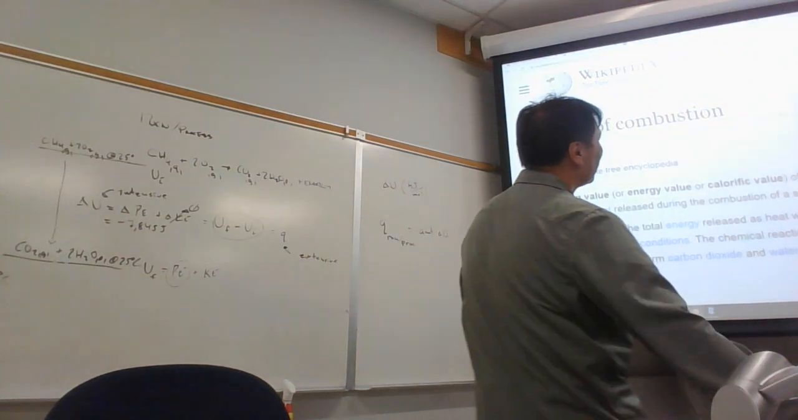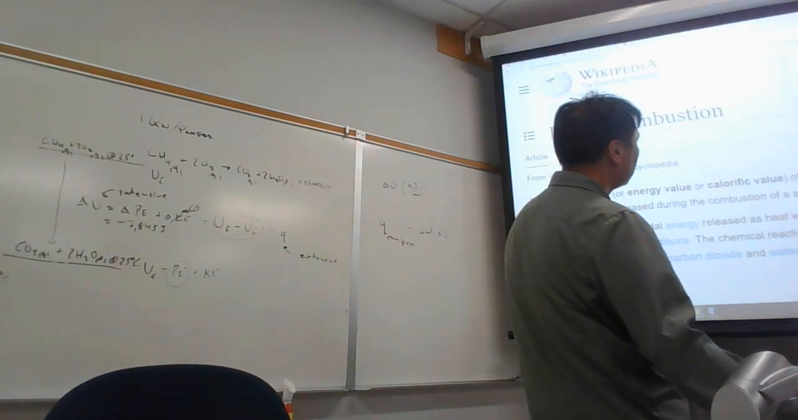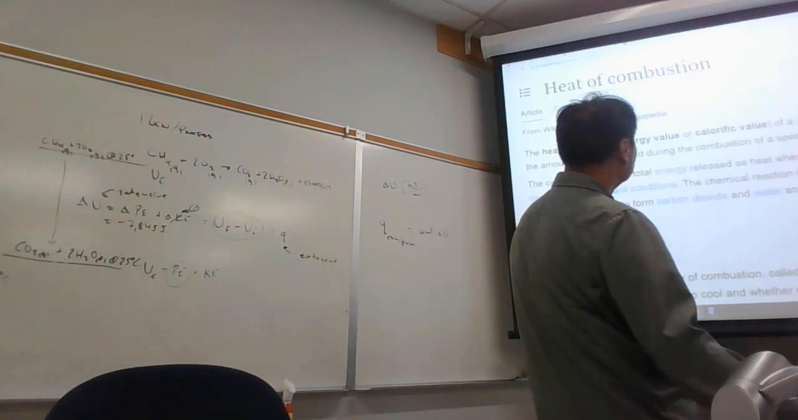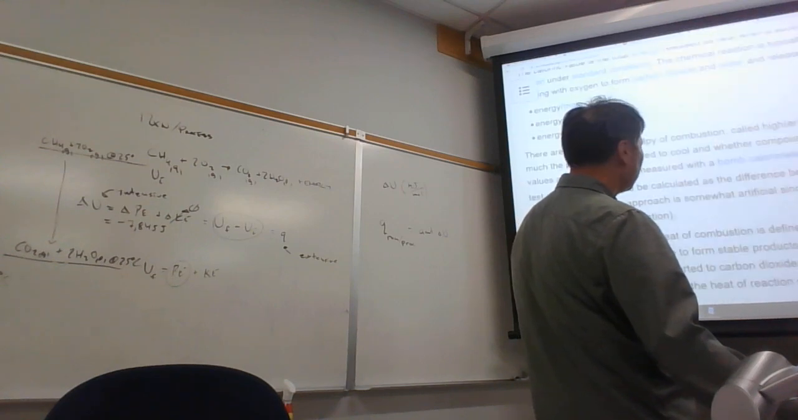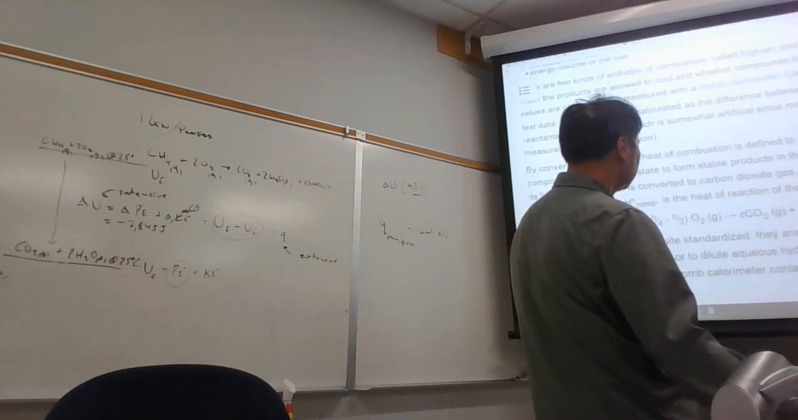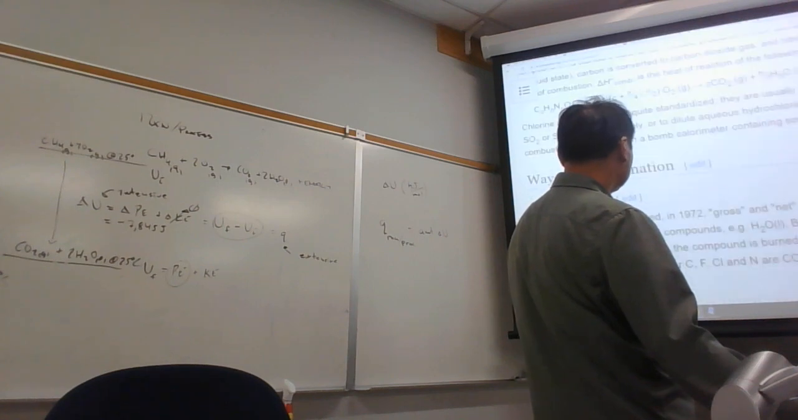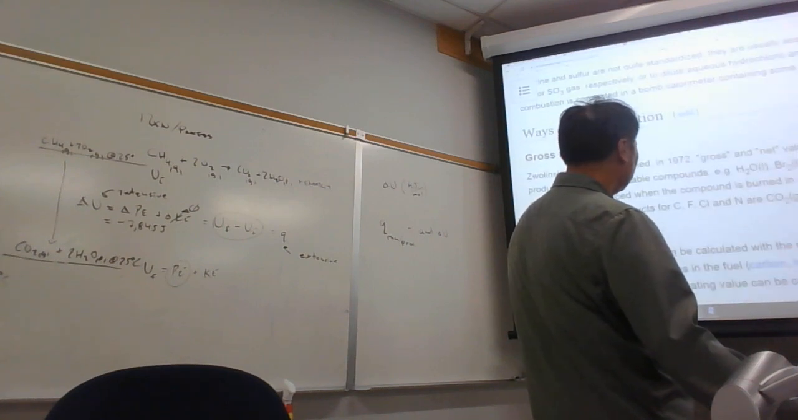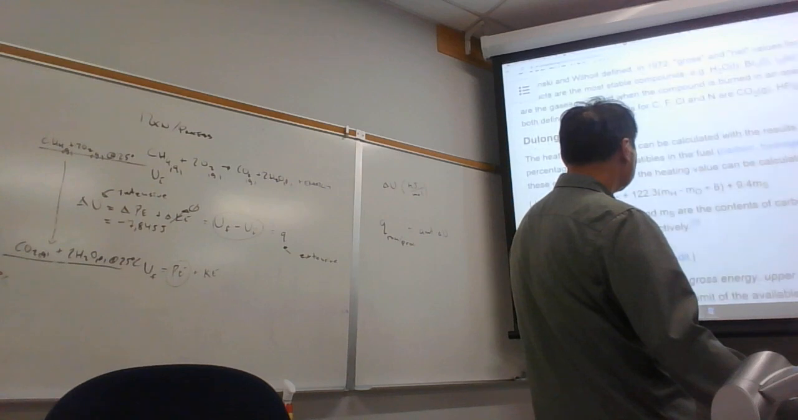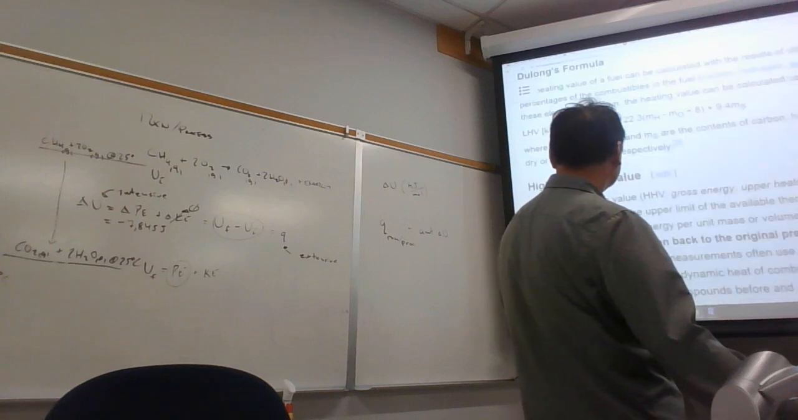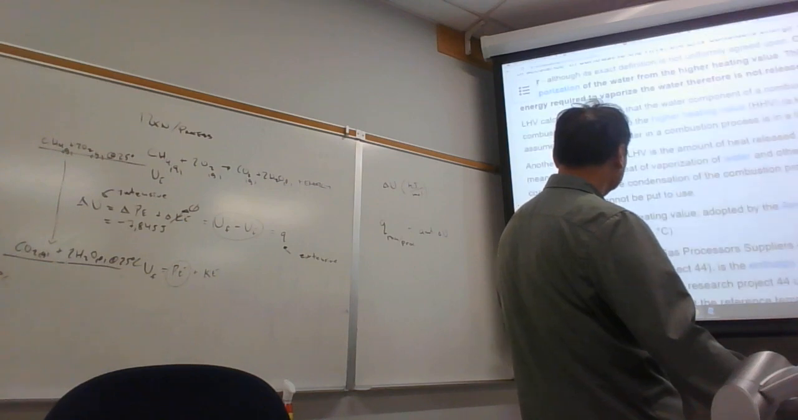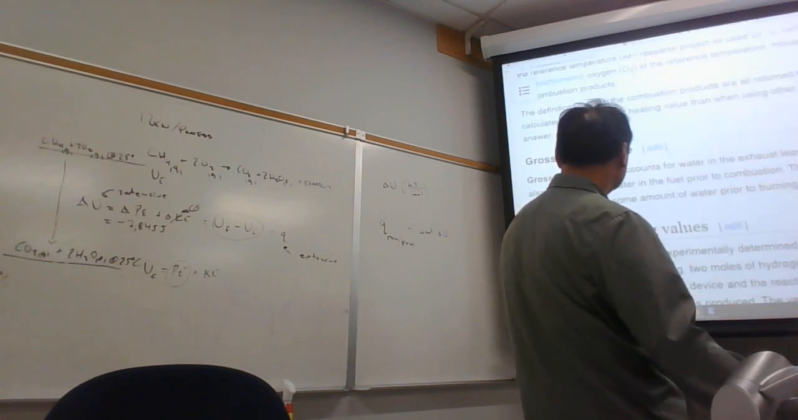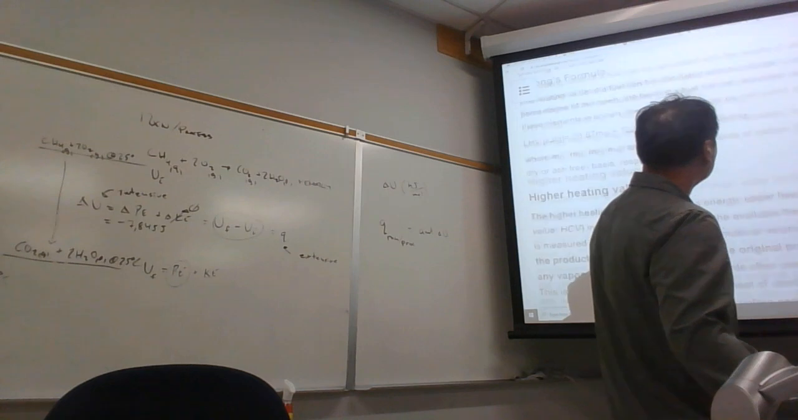Wikipedia surprisingly has decent data. I know a lot of instructors don't trust Wikipedia. I don't trust Wikipedia for most things except for these numbers, which are pretty good. But other stuff, it depends on who authored it. Okay, so if we go to Wikipedia, what do they have for heat of combustion of methane?